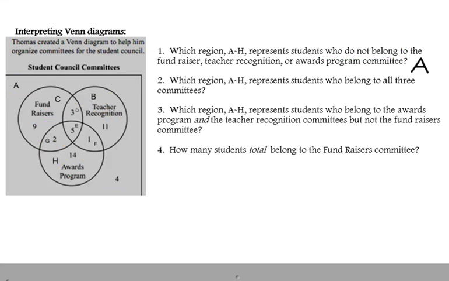The next question is completely opposite. It says which region, A through H, represents students who belong to all 3 committees. So what I would do is highlight all 3 circles and see where all of the highlighting overlaps. So we want everybody that's in the fundraiser club. I'm going to highlight the fundraiser club. I'm going to highlight the teacher recognition club. And I'm going to highlight the awards program club.